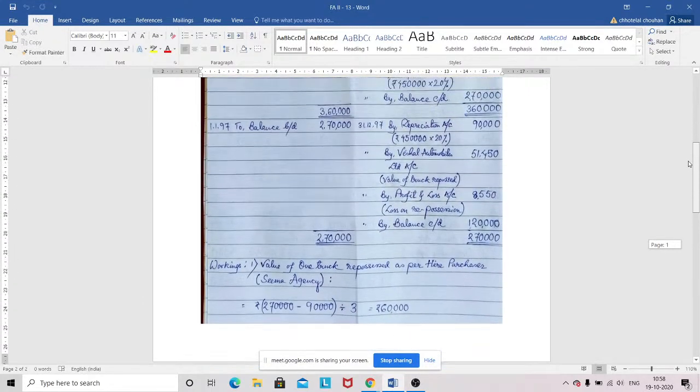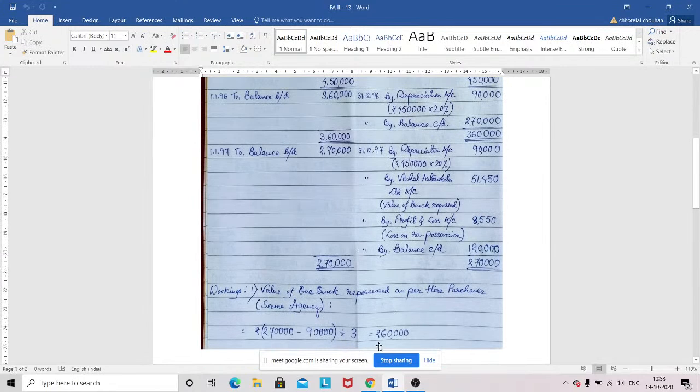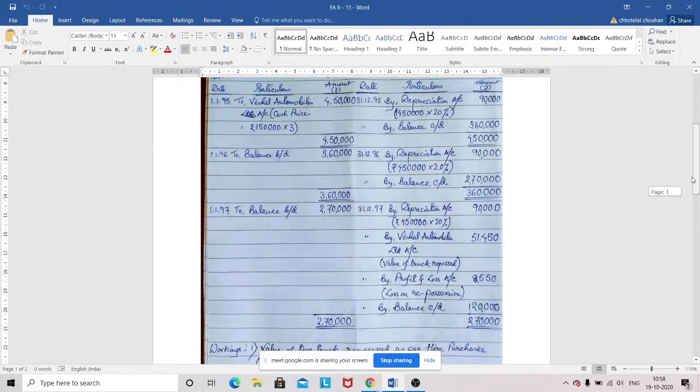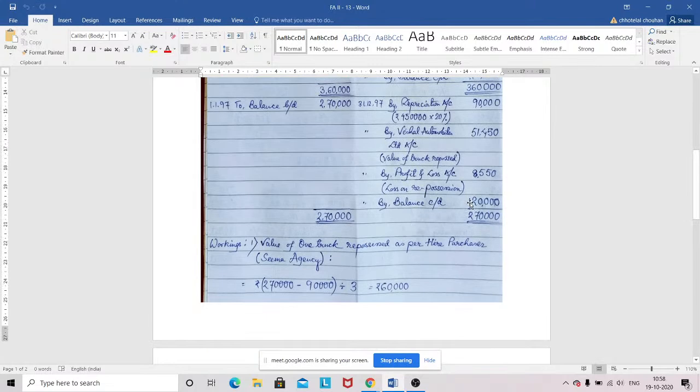I've already mentioned in the last class there is a process of checking whether your sum is correct or not. Look at that, here the value of one truck is 60,000. So two trucks will be 1,20,000, and this 1,20,000 appears down there as the closing balance of the asset account. It is the value balance of the two trucks. So I can say that yes, my sum is correct. You can check it in this process.